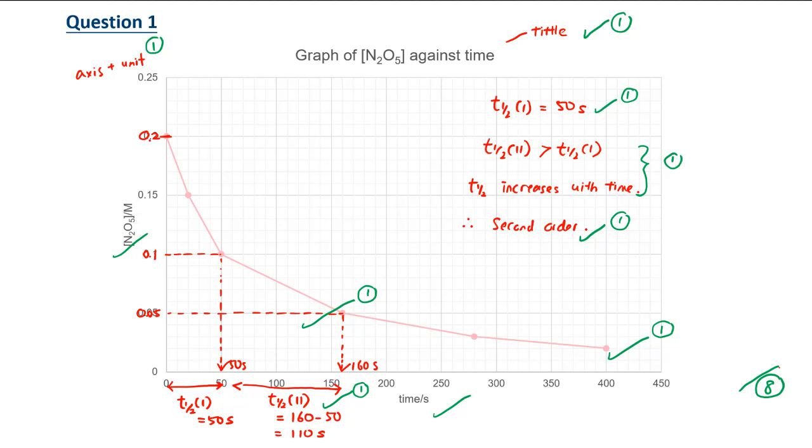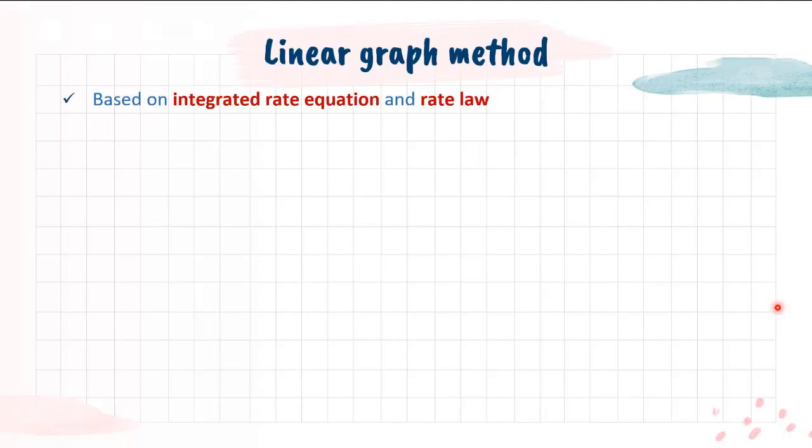All right, so make sure you understand how to plot this half-life graph and practice it again using some other questions given in your exercises. All right, so the third method to identify your order of reaction is the linear graph method. For this linear graph, we need to plot the graph based on the integrated rate equations and rate law. Mainly we'll focus on the integrated rate equation.